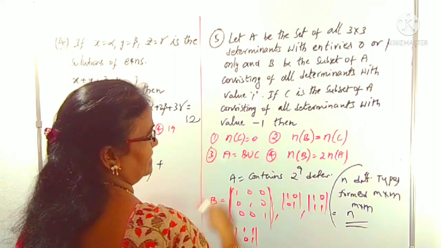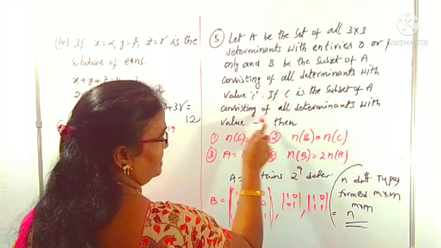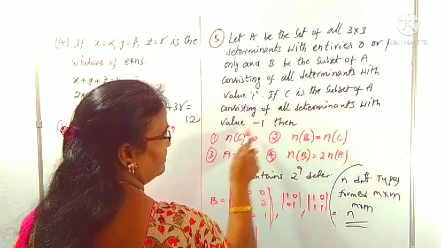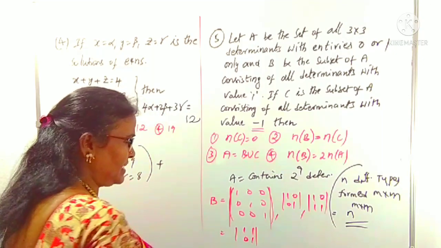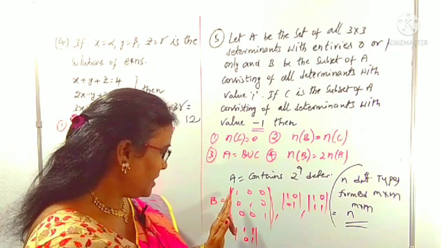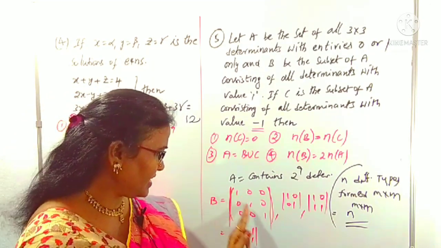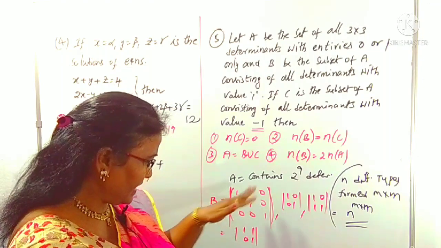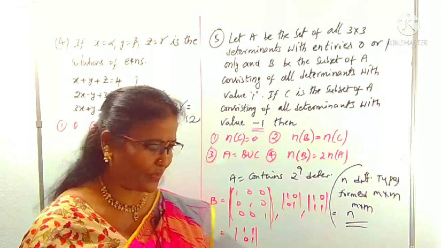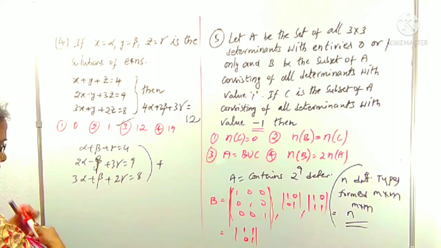Now we can think that B is over. Now we can think about C. C is a subset of A consisting of all determinants with value minus 1. Just we can change these elements like this. Ones are here, zeros are like this. We can take them in reverse order to get the negative sign. Okay, shall I use it like this? I am doing that here.